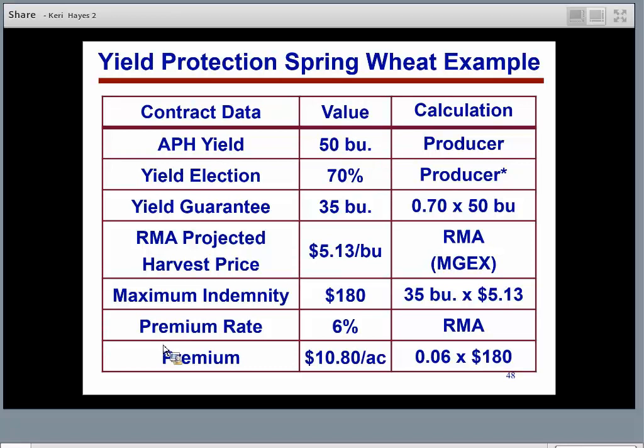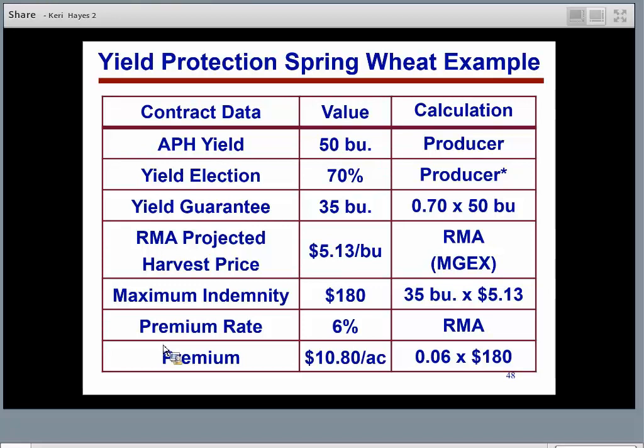Essentially what that means is that if their actual yields come in lower than 35, they'll be compensated for that amount, right? So if their actual yields come in at 30 bushels, then they'll get compensated for 5 bushels. And the RMA is not going to send you 5 bushels per acre, right? What they're going to do is they're going to write you a check for the value of that amount.